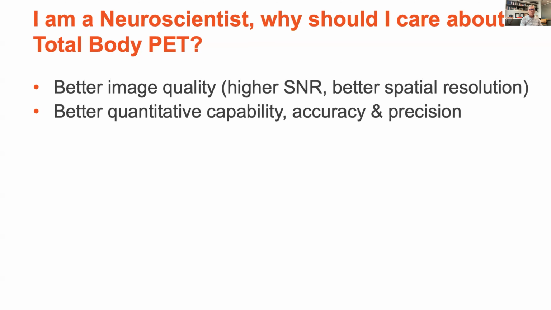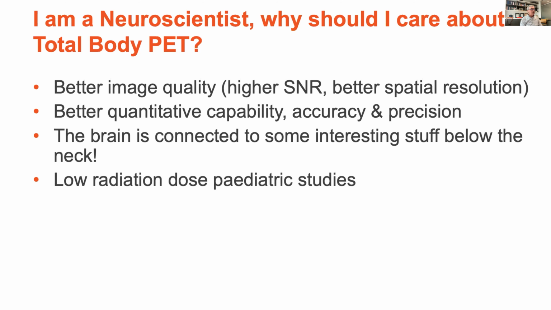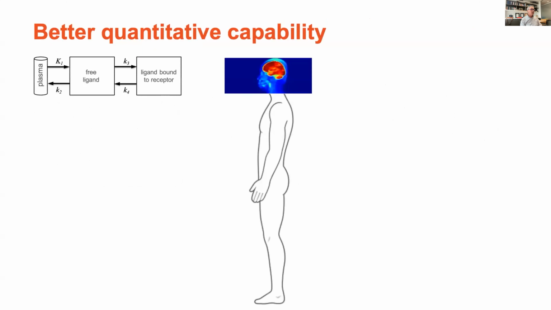Importantly, you also get better quantitative capability, and I'll show just one slide illustrating that point. Also, of course, the brain is connected to some interesting stuff below the neck, as I've already alluded to. So there's some opportunities there to look at signaling between the brain and other organs. And just like in those other examples, you can also apply the low radiation dose capability to study radiation sensitive populations such as pediatrics.